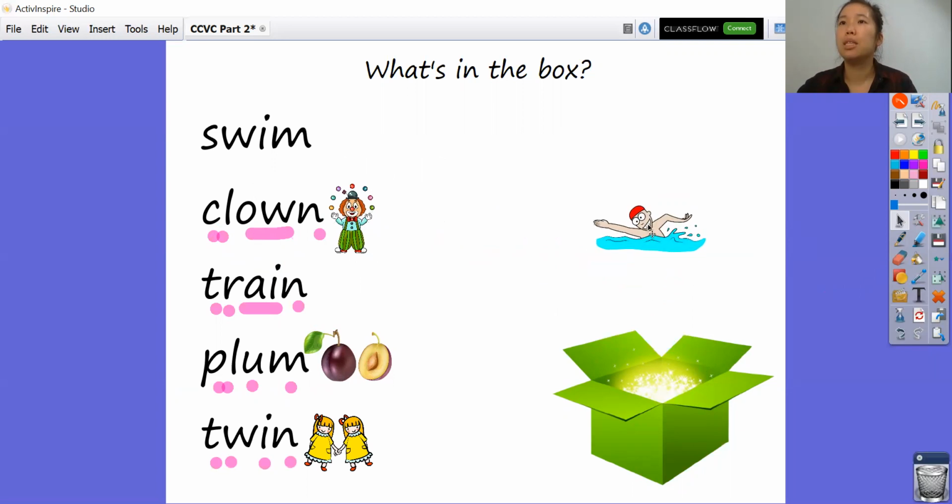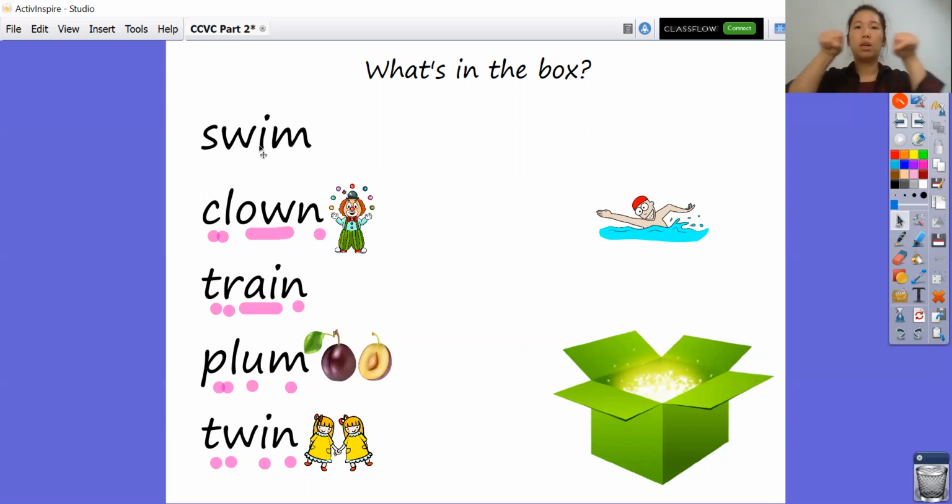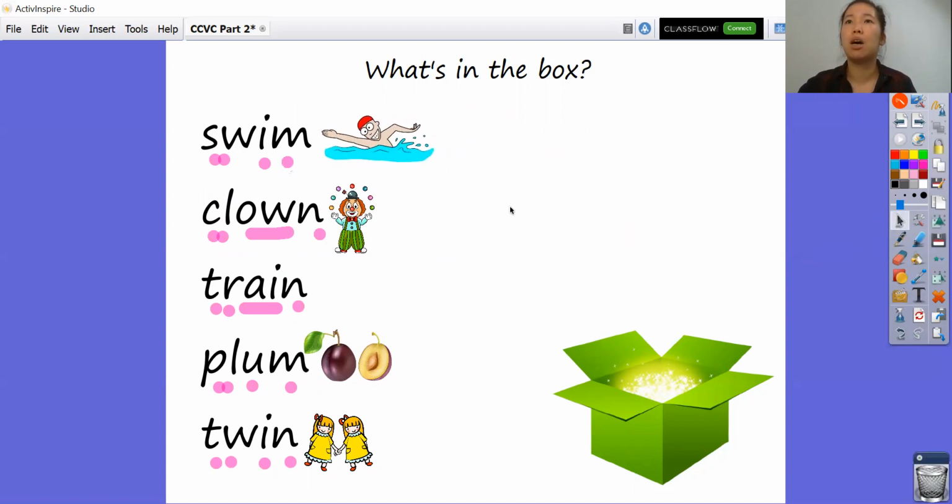Next one. This one looks like someone who's maybe swimming. Okay, so let's have a look at this word. We've got sw. All right. Pop those sound buttons together. Swim. There we go. Found our word. Last one. We read that earlier before, and there's one more left. Let's just double check that this is the right one. Train. There we go. And that's the last one to match our picture.